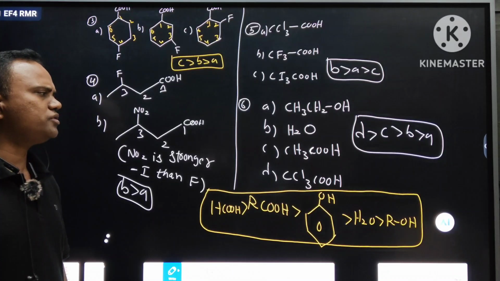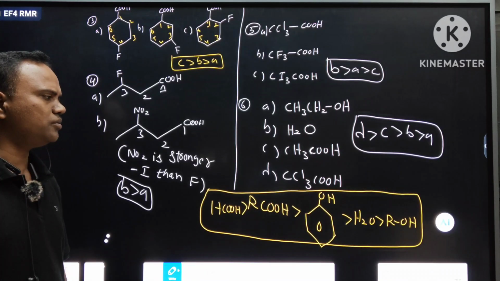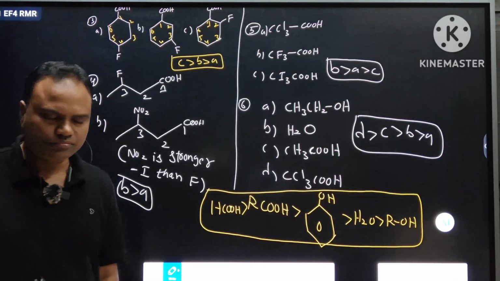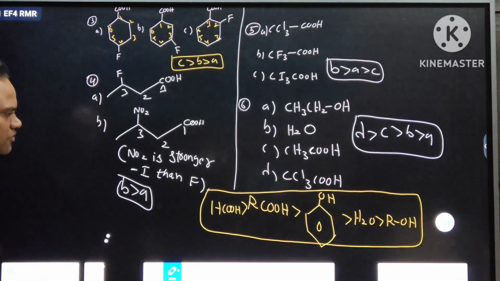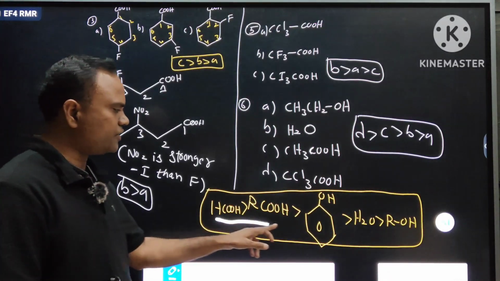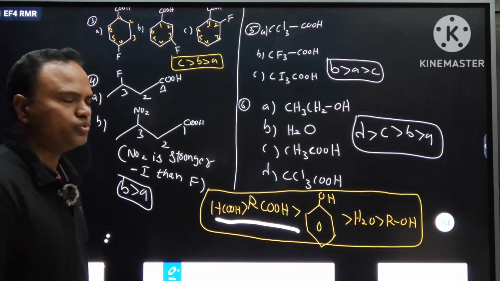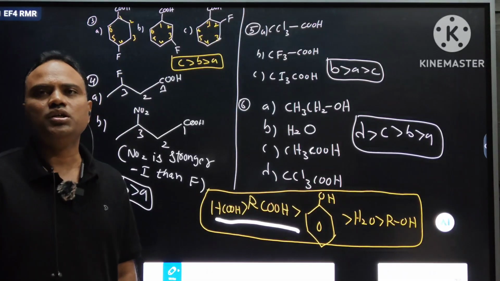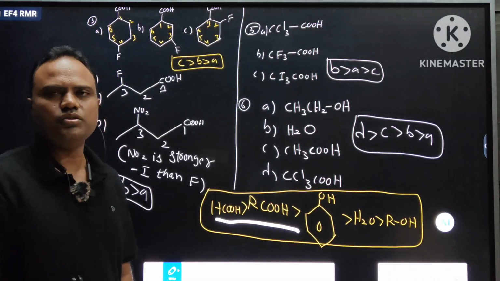Carboxylic acids are more acidic than the remaining compounds. Why? What is the reason? Tell me. Why are carboxylic acids placed first here? Due to equivalent resonance.